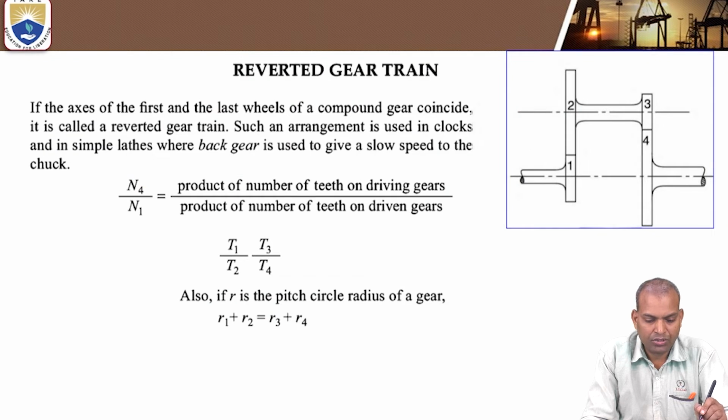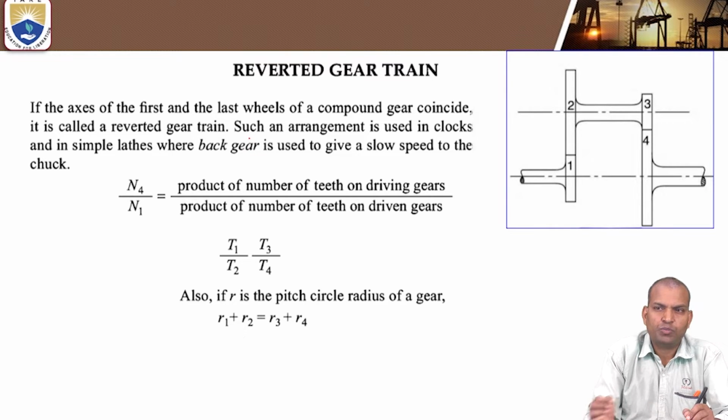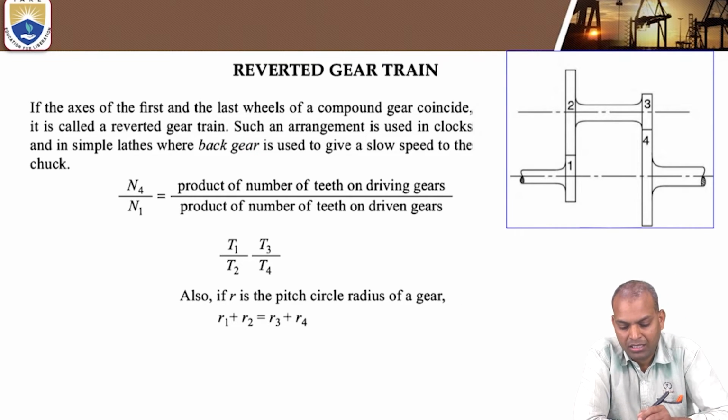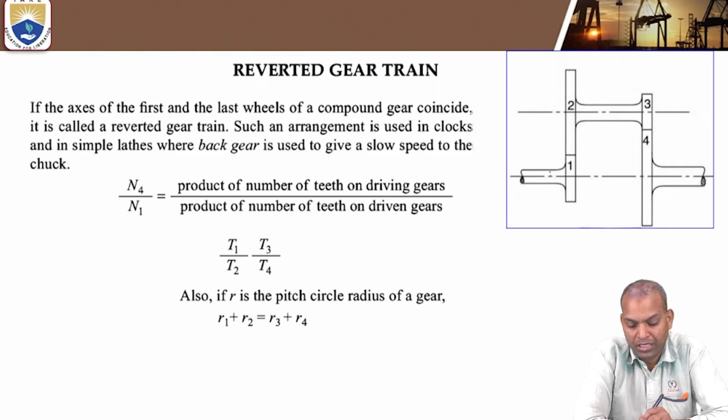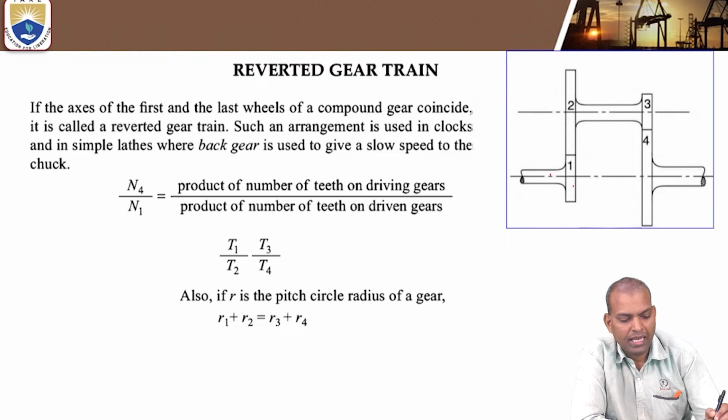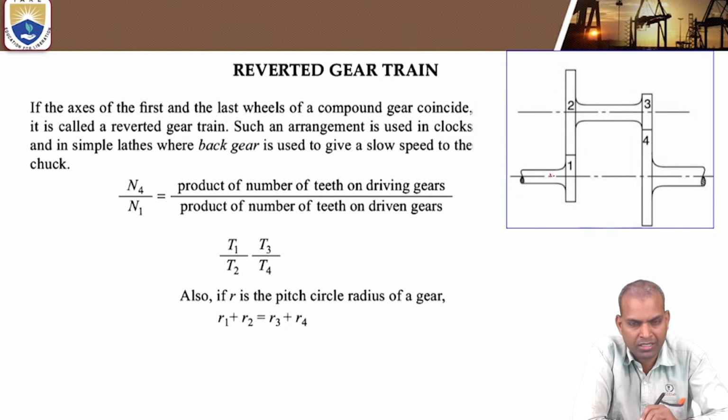The third gear train is known as the reverted gear train. The speciality of the reverted gear train is that the axis of the input gear and the output gear are coincident. That is the novelty of the reverted gear train in comparison to compound and simple gear trains. In a compound gear train, all axes of the gears are parallel. In a reverted gear train, the axes of the first and the last wheels of a compound gear train coincide. Then only it is called reverted.